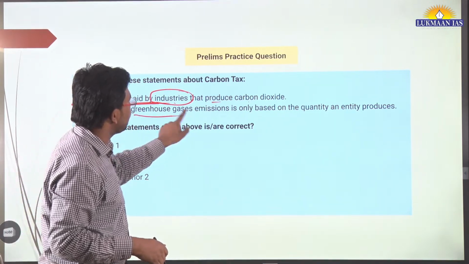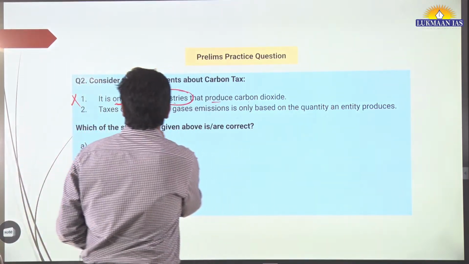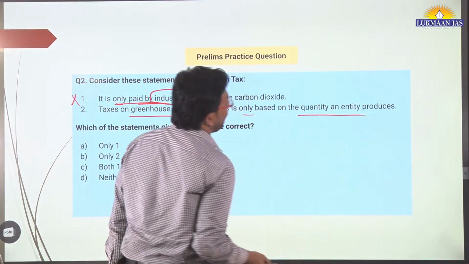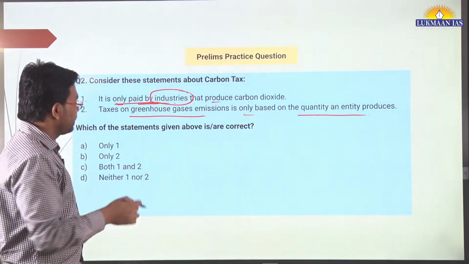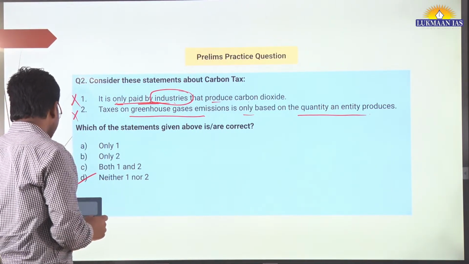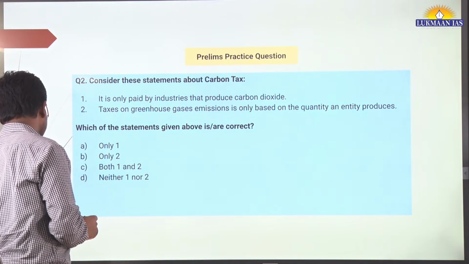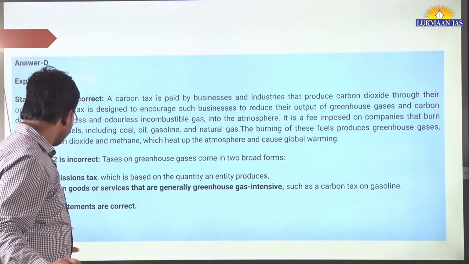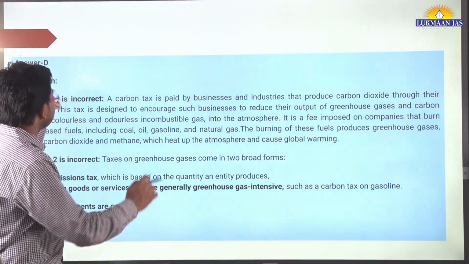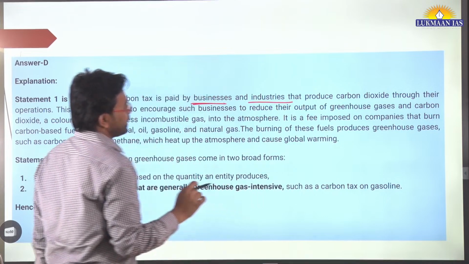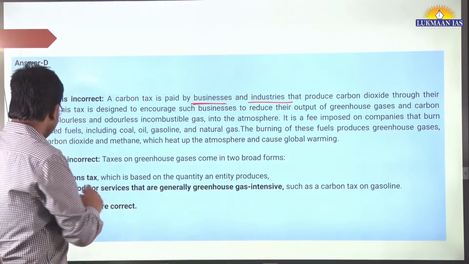Taxes on greenhouse gas emission is only based on the quantity an entity produces. So this is wrong. So both these statements are wrong. Why is it not only quantity? Sir, there would be other mechanisms as well. So the first statement says carbon tax is paid by businesses and industries that produce carbon dioxide. So that's why the first is wrong.